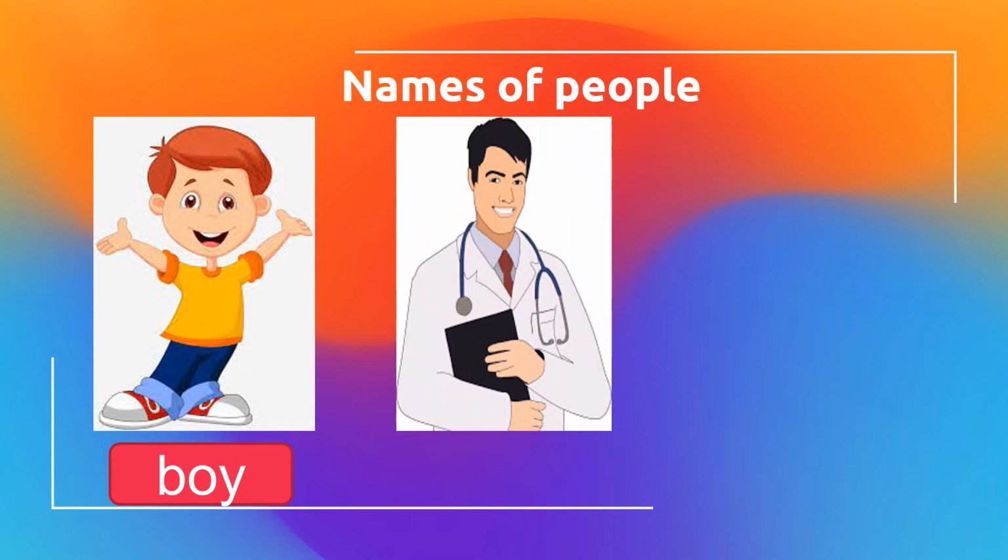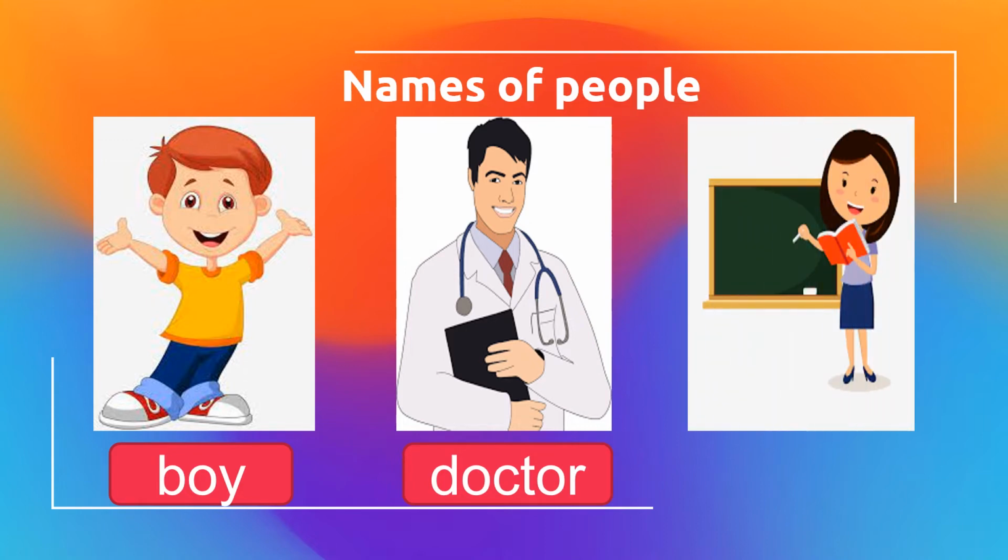How about this one? This person is a doctor. Doctor is a noun because it names a person. Can you guess this one? This lady is a teacher. The word teacher is a noun because it's the name of a person. Good job, kindergarten.